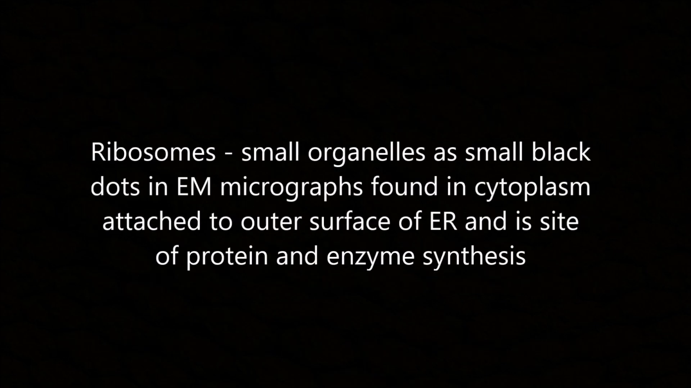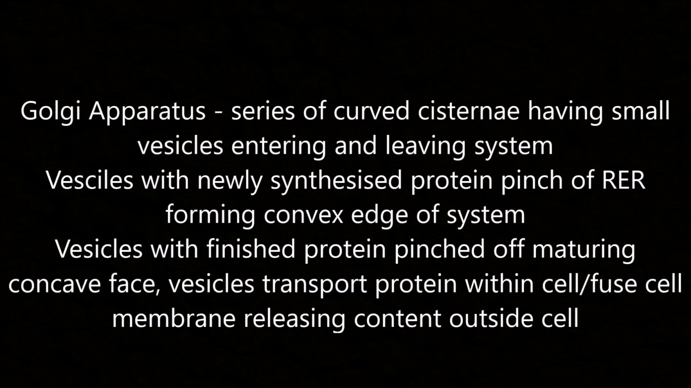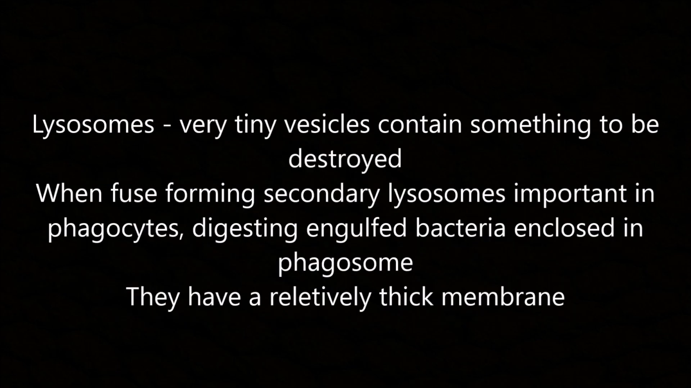Ribosomes are small organelles, seen as small black dots in EM micrographs, found in the cytoplasm and attached to the outer surface of the ER, and are the site of protein and enzyme synthesis. The Golgi apparatus is a series of curved cisternae having small vesicles entering and leaving the system. Vesicles with newly synthesized protein pinch off the RER and fuse with the convex edge of the system. Vesicles with the finished protein pinch off the maturing concave face, and the vesicles transport the protein within the cell or fuse with the cell membrane, releasing the content outside the cell.